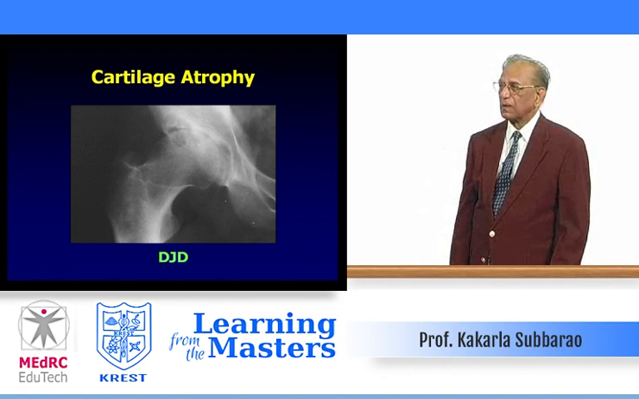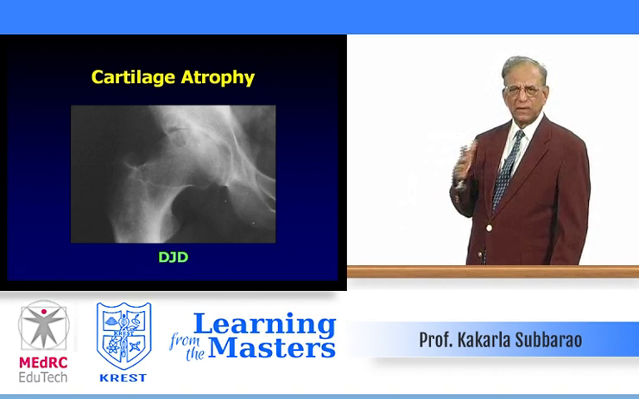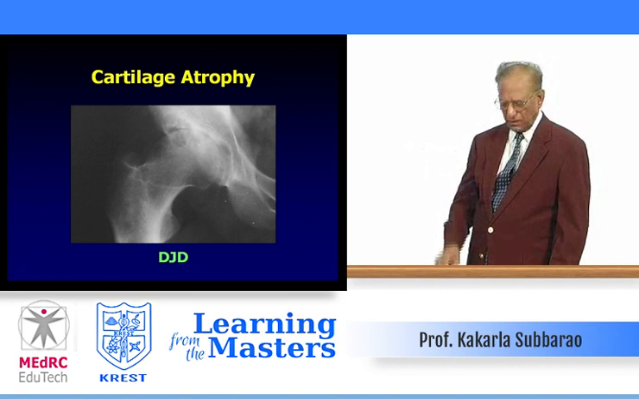Again, coming back to degenerative joint disease, because it's common after a certain age, DJD is common. Cartilage atrophy results in marked thinning of the joint space. Erosions are noted on either side. These are not inflammatory erosions. These are subarticular cysts. And then there is no para-articular osteoporosis, classical of degenerative joint disease.